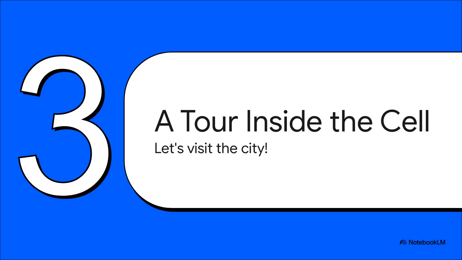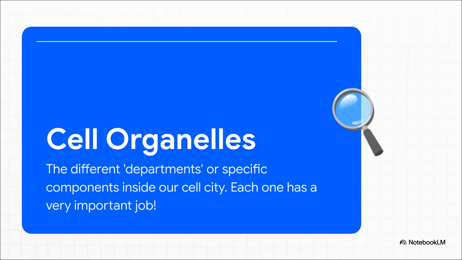All right, now for the really fun part. Buckle up. We're going on a tour inside one of these big eukaryotic cell cities. Let's go meet all the important workers and see what they do. So all these different departments and workers inside our cell city have a proper biological name. They are called organelles. Simple. And each one has a very, very specific job. They all have to work together, otherwise the whole city will just shut down.